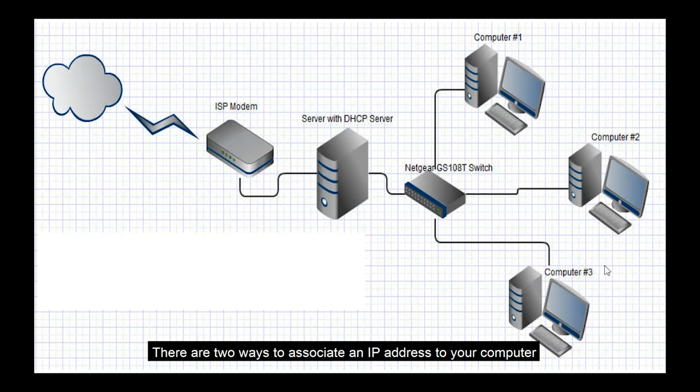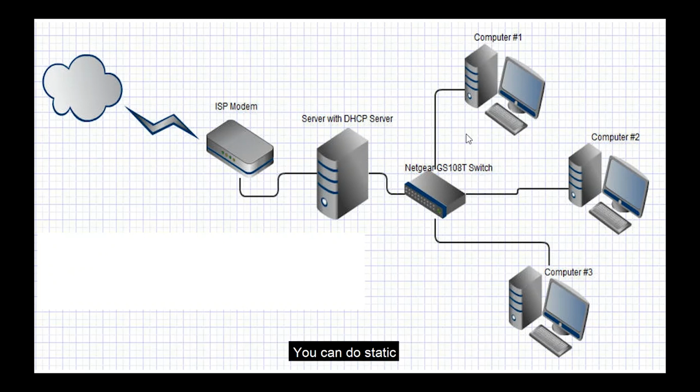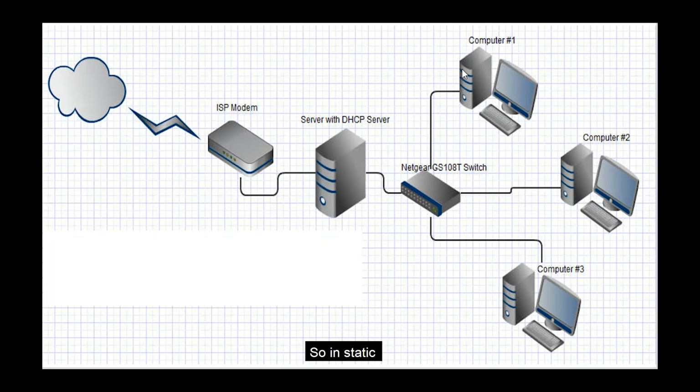There are two ways to associate an IP address to your computer. You can do static and you can do dynamic. So let's go first to static. In static, you manually configure the IP address in the LAN card of your computer. Suppose we don't have the DHCP server here, so let's eliminate that.